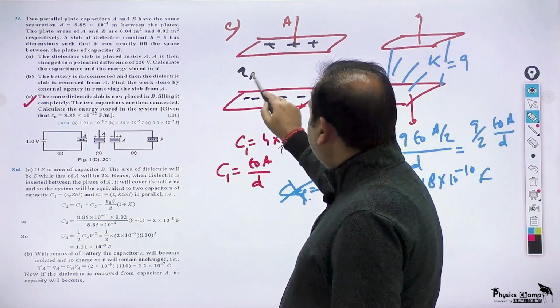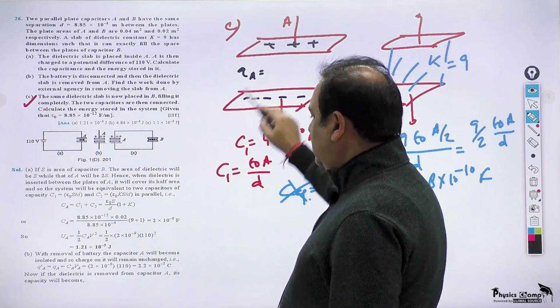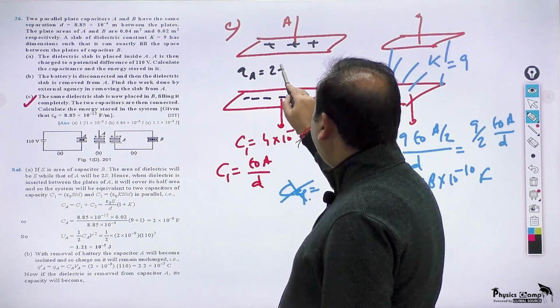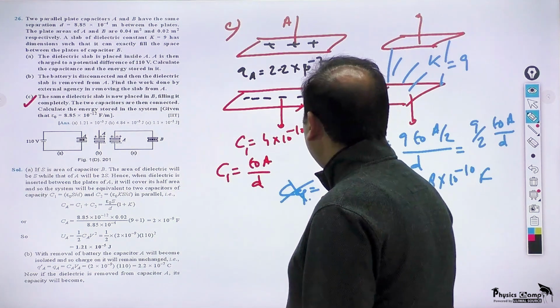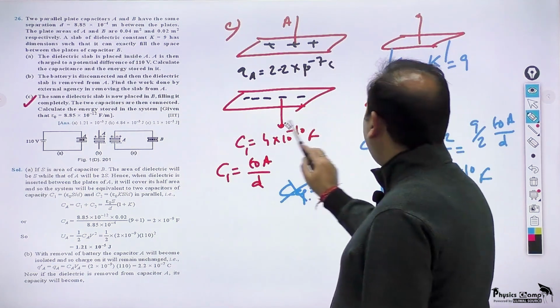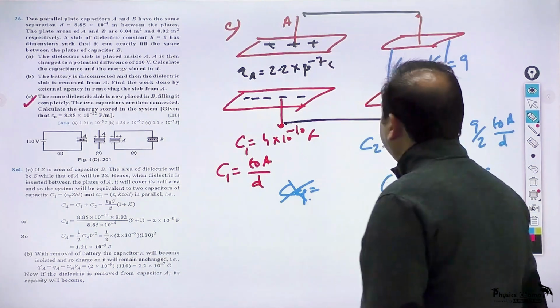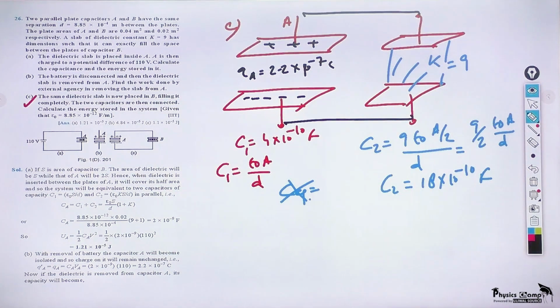It was having a charge, how much? We have already calculated 2.2 10 to the power minus 7 coulomb. And after this, they are connected to each other. Calculate the energy stored in the system.